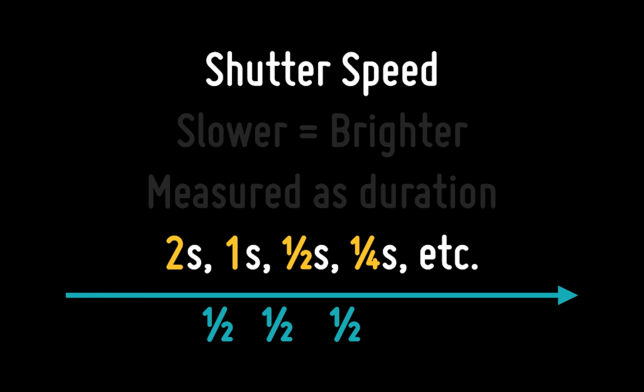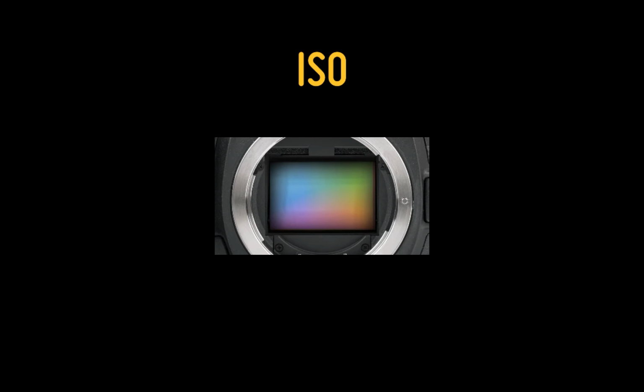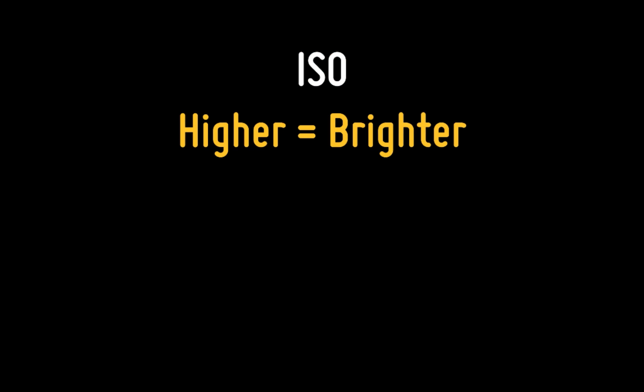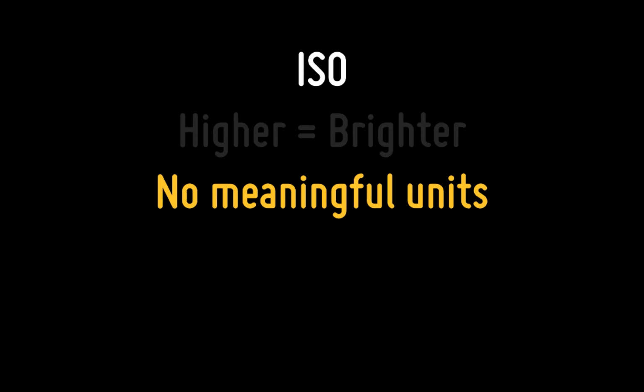It will become clear in a minute why. The third parameter is ISO, and this is a little bit more difficult to understand. It doesn't correspond quite so directly to something physical we can look at and play with. All you need to know is that a higher ISO number means a brighter image. It doesn't really have meaningful units.